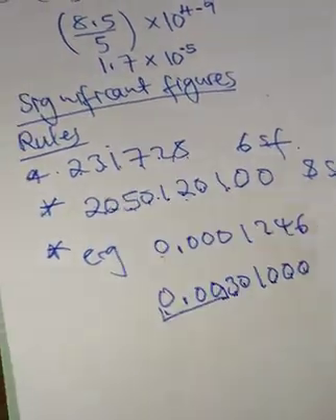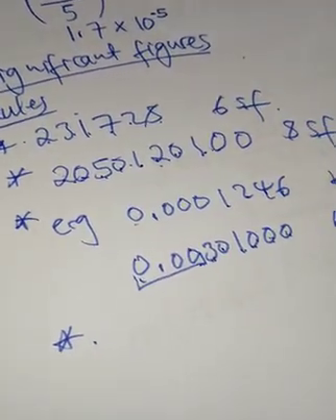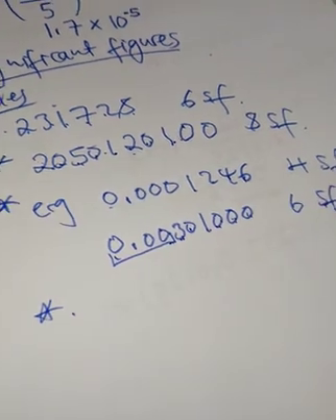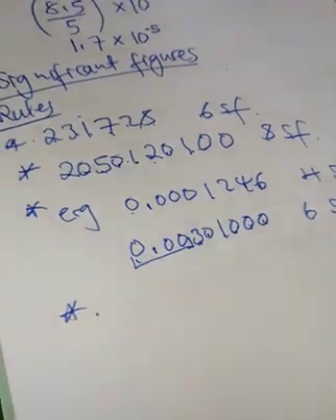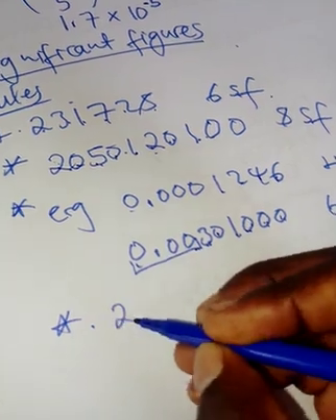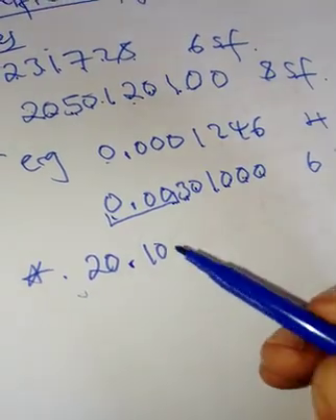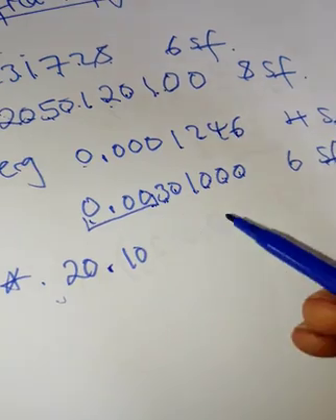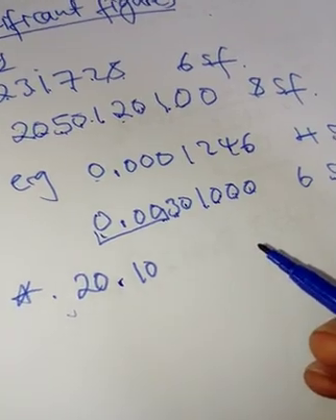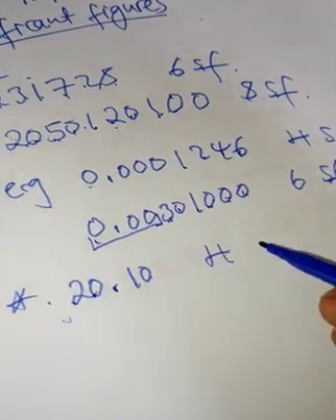Okay. Then moving on, we are saying that if a number has an integral part and a decimal part, all zeros in the number are significant. So the integral part is simply the whole number part. For example, numbers like 20.10. This number part we call the integral part, and this side is the decimal part. In such numbers, even zeros are significant. So in this one, we have 1, 2, 3, 4 significant figures.